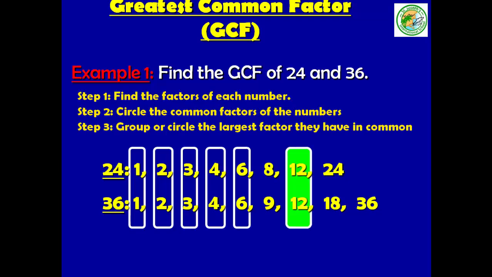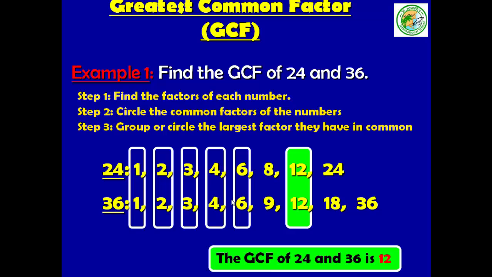What about the GCF? Greatest common factor means the greatest of the common factors here. We have common 1, 2, 3, 4, 6, and 12. The greatest number here is 12. We can't say the greatest number is 36 or 24 because we take the greatest from the common. So the GCF is 12.